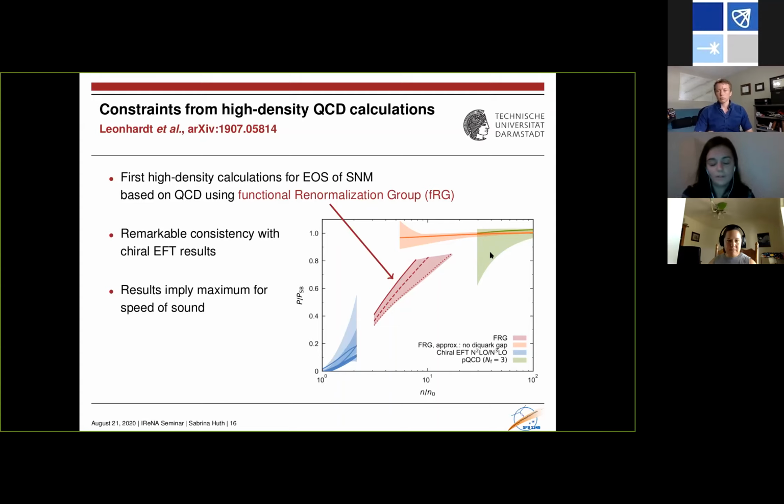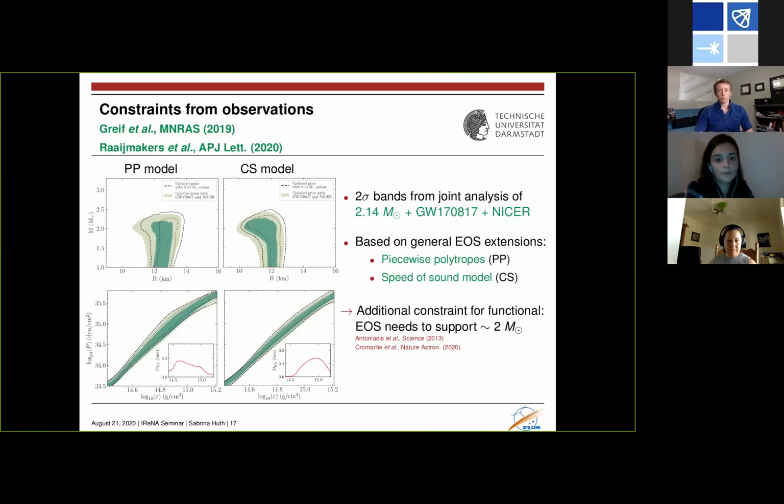In their paper, they also showed what they get for the speed of sound. And for this band, if you calculate the speed of sound, then you actually see a maximum in the speed of sound above 1/3. And this is very important for heavy neutron stars. So if you wouldn't have this maximum, then you couldn't generate neutron stars with masses above 2 solar masses.